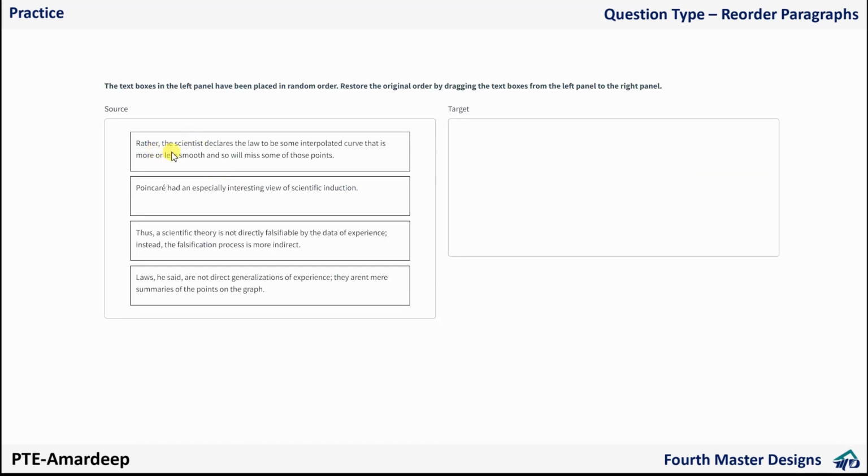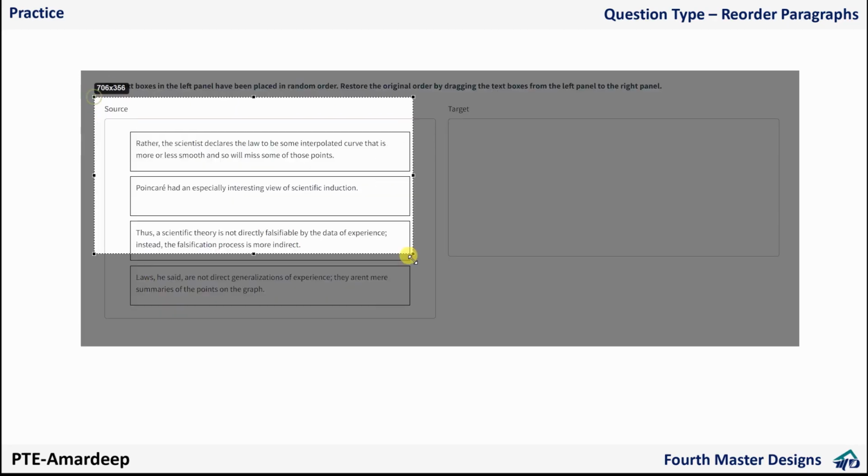So here we have "rather the scientist declares." So again, this can't be my start. Why? Because it says "rather the scientist." Okay. "Poincare had an especially interesting view, thus a scientific theory. Laws, he said." Okay. Now we have pronouns, we have some connectors here.